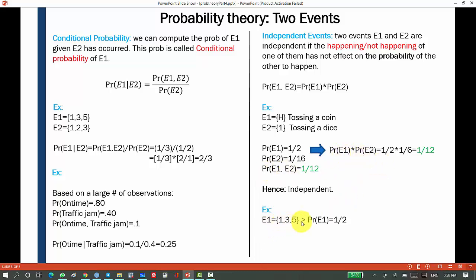If E1 is 1, 3, and 5, then the probability of E1 is 1 over 2, and E2 is 1, 2, 3. Therefore, the probability of E2 is also 1 over 2. Hence, the product of the two is 1 over 4. But if you find the joint probability of E1 and E2, we get 1 over 3. And since 1 over 3 and 1 over 4 are not the same, E1 and E2 are not independent.